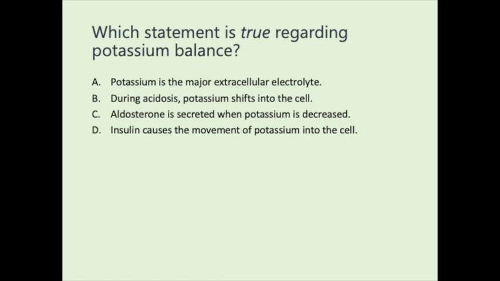Potassium is the major intracellular electrolyte, and it's what helps to maintain that osmotic balance in the intracellular space, or the ICF. During acidosis, potassium shifts out of the cell in exchange for hydrogen ions, and aldosterone is secreted when potassium is elevated, resulting in the excretion of potassium by the kidneys.